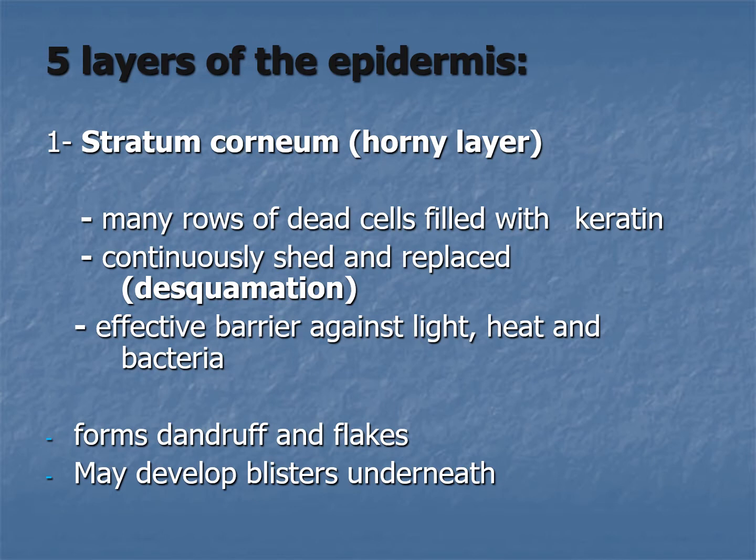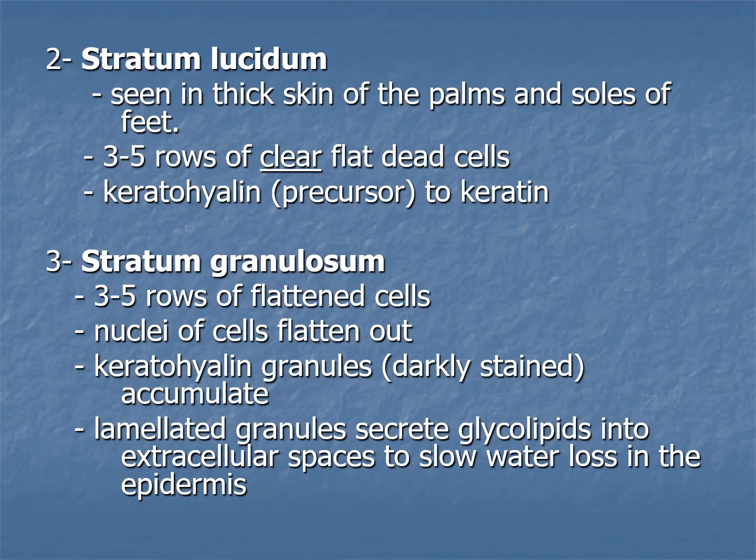Stratum corneum has dead cells because they are anuclear and they are filled with keratin, and they are important for imparting barrier function to the underlying cells. They are continuously shed, and when they are increased, there is increased shedding. This is called scaling, exfoliation. They are important in barrier against light, heat and bacteria, and there may be abnormality of the blisters below them, which is called subcorneal blister.